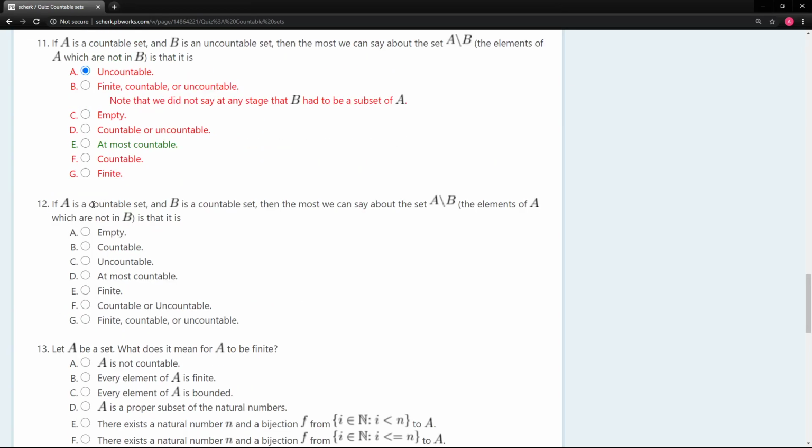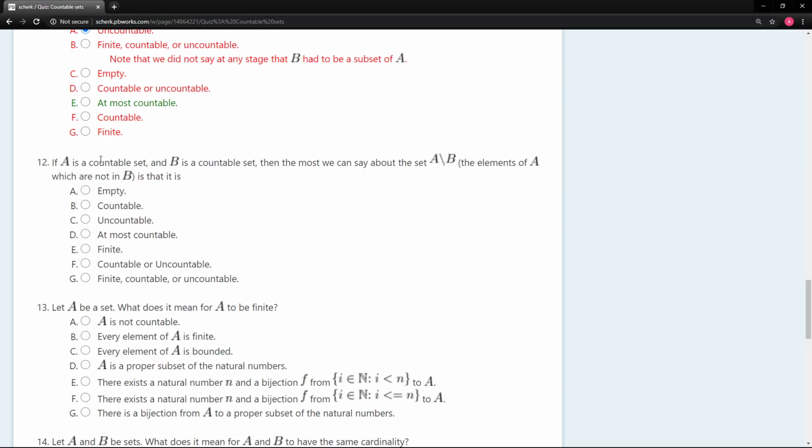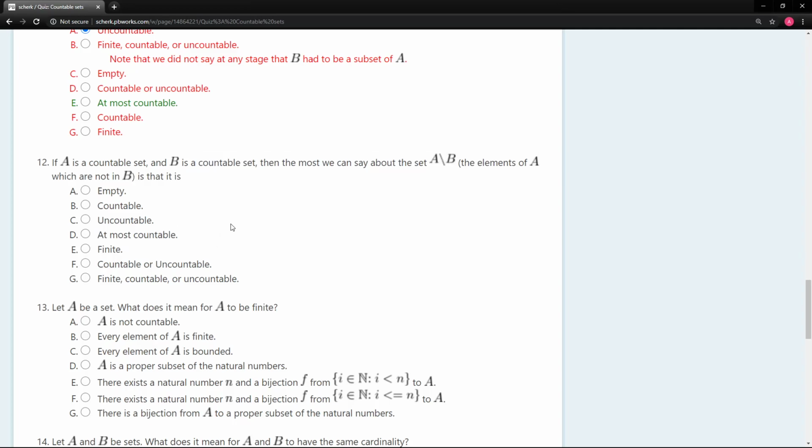If A is countable and B is countable, most we can say about A minus B, the elements of A which are not in B, we know that. You have countable, you're removing countable from it. Imagine you're removing z, z minus n. It's gonna be now the negatives, which we know is countably infinite. Or you could be removing n from n, right? They could be the same. So again, at most countable.